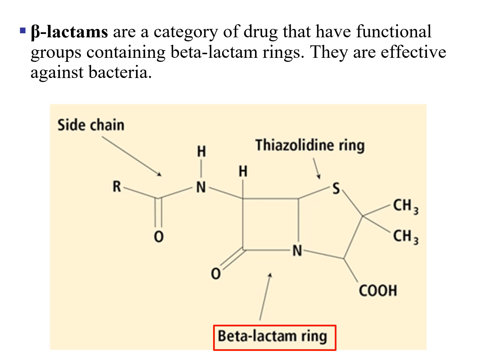We will first talk about beta lactams. Beta lactams are a category of drug that have functional groups that contain a beta-lactam ring. Notice in the picture, I'm pointing to a beta-lactam ring. So whenever you see the molecular structure of a drug and it has this shape, that is a beta-lactam ring, and it will be a drug category that's effective against bacteria.